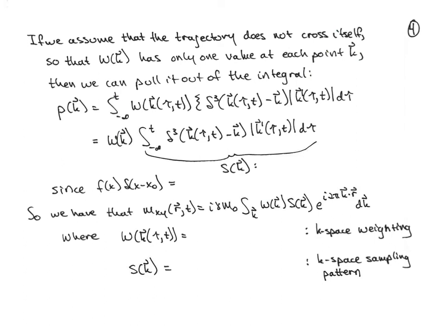And if we now assume that the trajectory does not cross itself, so that w of k, the weighting function, only has one value at each point k, then we can pull it outside of the integral, right? So it now becomes independent of time. We can pull it outside the integral. And the remainder of the integral we call s of k, which is a sampling function, like a bed of nails. Again, time is integrated out, so this is only a function of k.